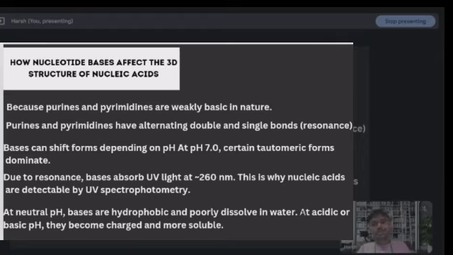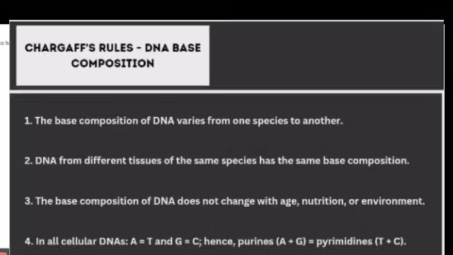Then due to the resonance, bases absorb ultraviolet light. This ultraviolet light at 260 nanometers will be absorbed, right? And then these nucleic acids are detectable by UV spectrometry. At neutral pH, these bases are going to be hydrophobic and they will be poorly dissolving in water. Now, DNA base composition: the base composition of DNA varies from one species to another species.